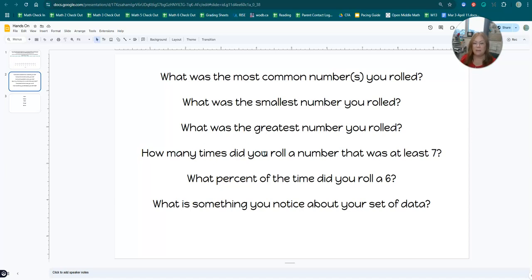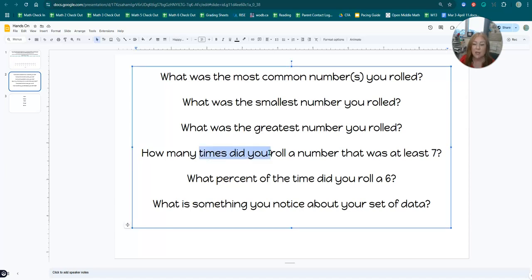Then it asks, how many times did you roll a number that was at least 7? So you're going to look, right? 7's included. 7 is at least 7. So if you rolled 7s, 8s, 9s, 10s, 11s, 12s, you're going to count all of those dots. How many is that? It's going to be out of 20. We rolled the dice 20 times. Oh, sorry, just that one just says how many times. So you're just counting the dots that are on 7 or higher.